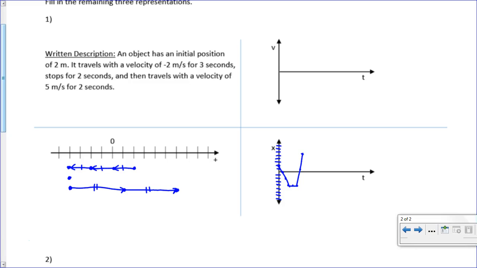For the velocity versus time graph, what we're going to do is try and line it up here. So in that first period, we were traveling with a velocity of -2. So that's going to be for 3 seconds. As I said, try and line it up on the bottom. Then for 2 seconds, we're stopped. And then for 2 seconds, we're at a velocity of +5. And so that's how that would look.